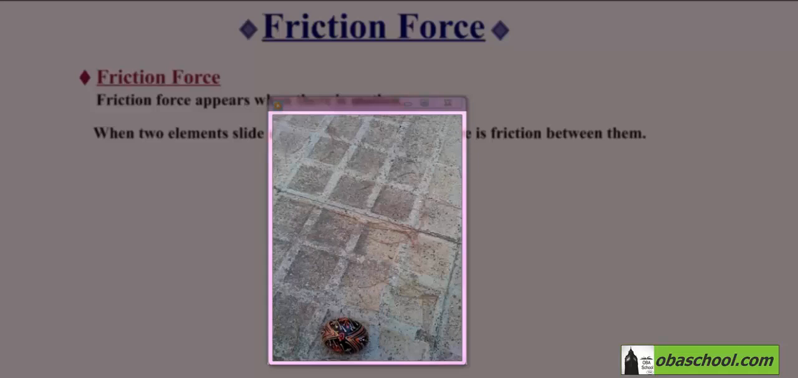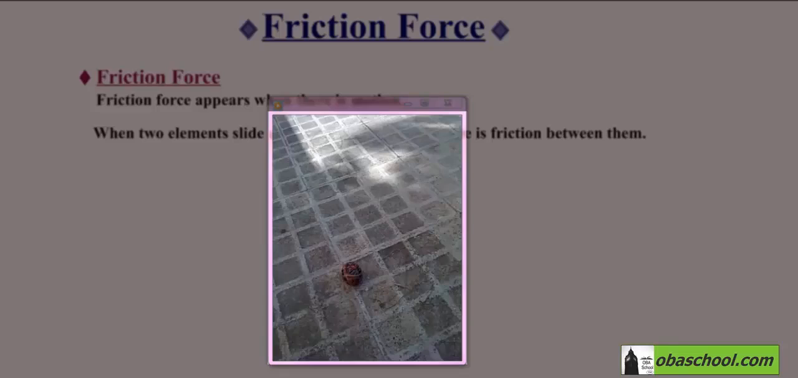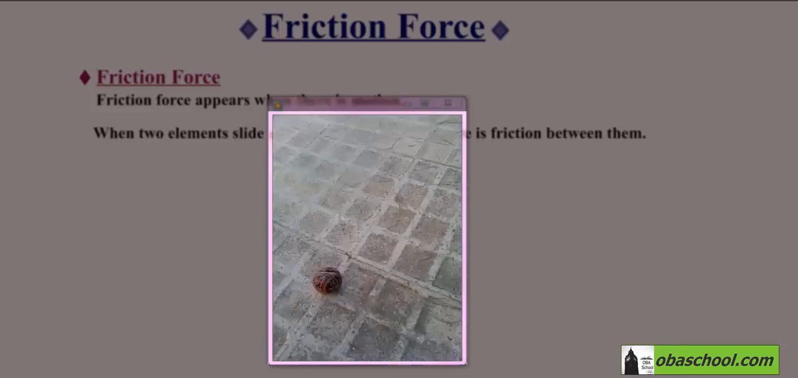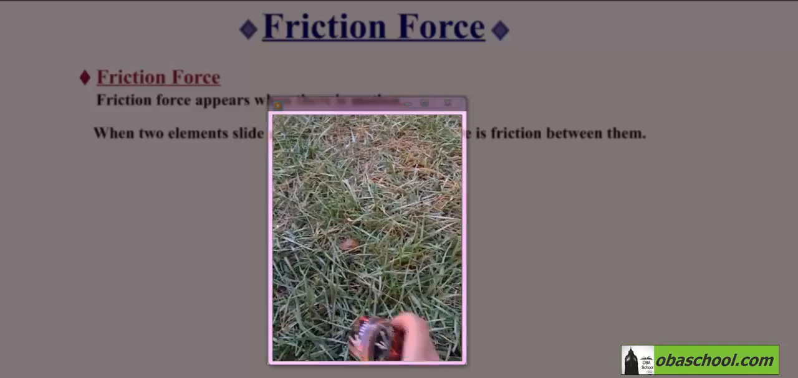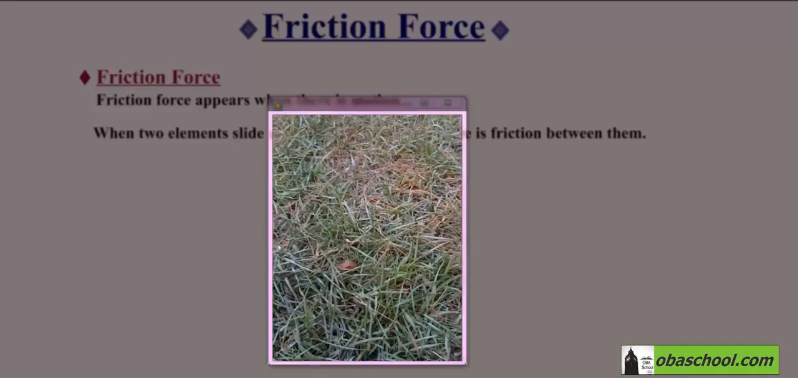Now let's do the same but on a rough ground. We notice that it moves slowly and not for a long distance. Here the friction force is high. We repeat the same experiment one more time on a grass surface, which is so rough. We notice that the egg practically doesn't move when we push it. This is because the friction force is very high.